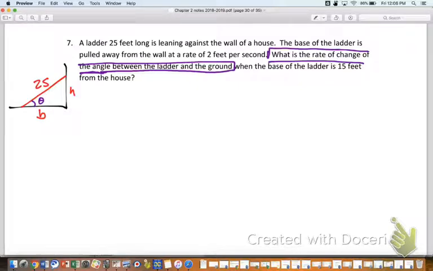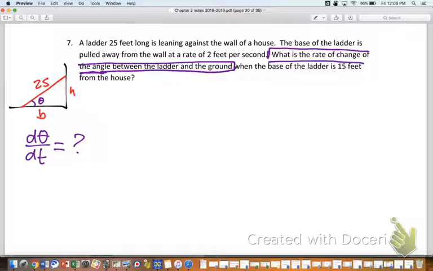So based on that, when you see what is the rate of change of the angle between the ladder and the ground, are you guys comfortable with me saying that I would interpret that as d theta dt? Rate of change of angle with respect to time? Okay. So I'm going to say equals, that's my objective. I don't know it yet. So stop and look at what you have. Any questions based on that?